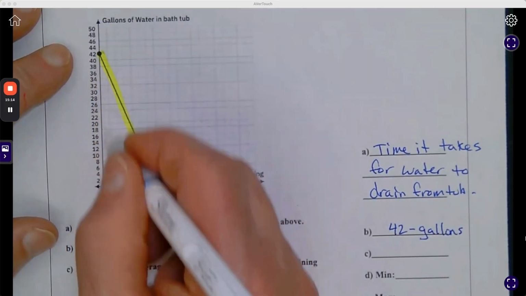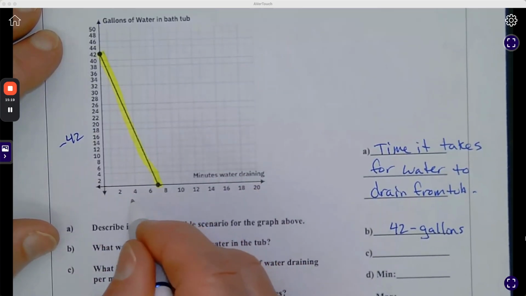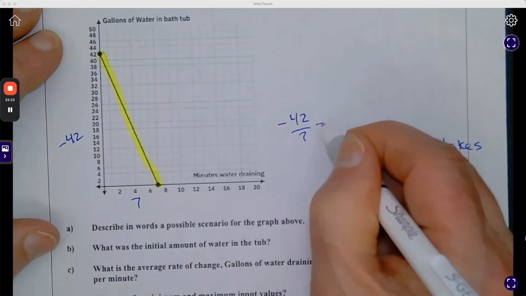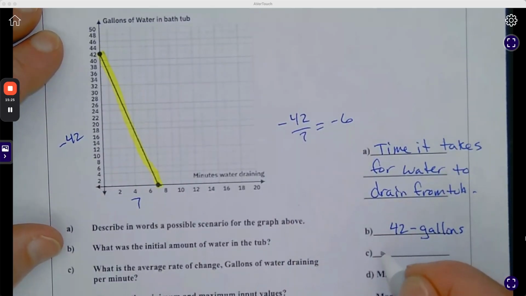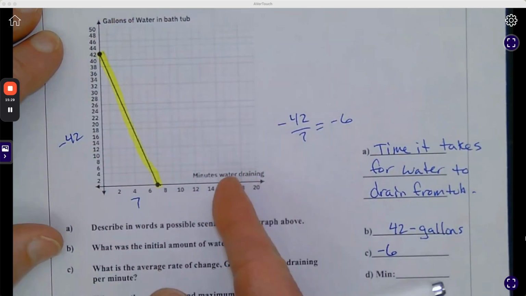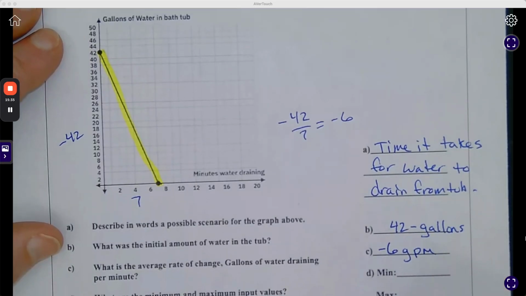What is the average rate of change? All right, well, from there to there, we go down 42. And from there to there, we go over 7. So my rate of change is negative 42 over 7. That's negative 6. Again, unit of measurement. Negative 6 gallons per minute. That's what GPM means, gallons per minute.